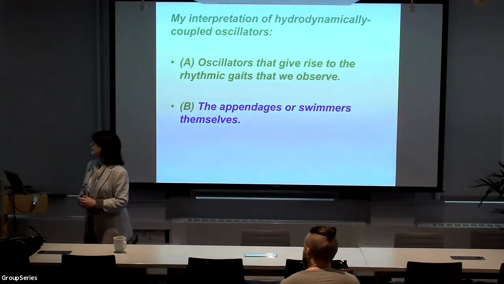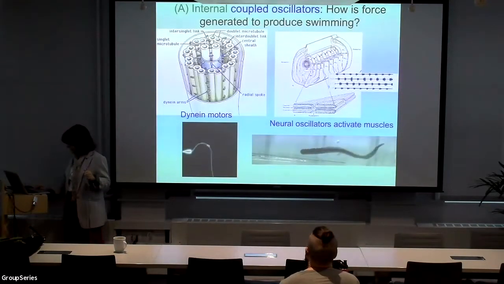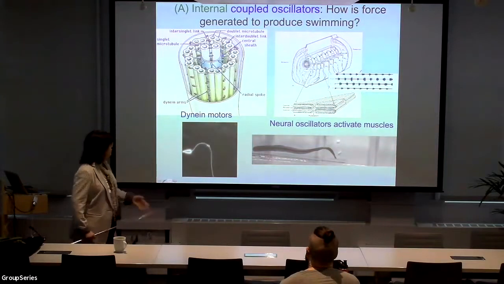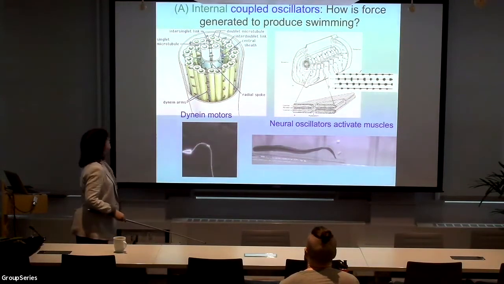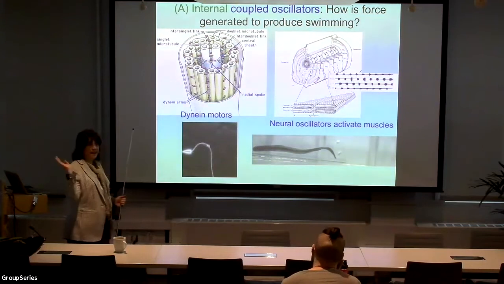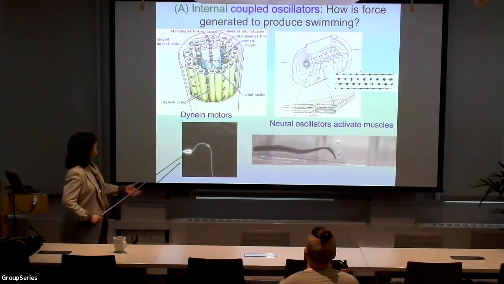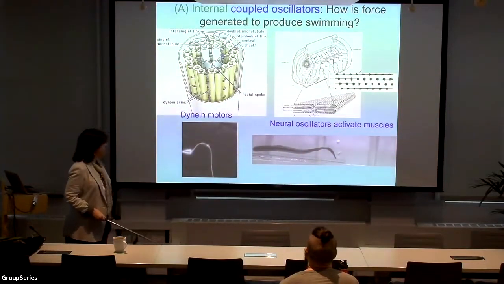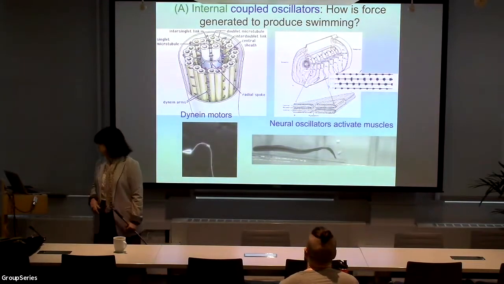Or B, I also think about coupled oscillators as the appendages or the swimmers themselves. So let's see, here are some examples of low Reynolds number swimmers, like this eukaryotic sperm. This is a lamprey. So here, one might consider these molecular motors, these dyneins that catch on to the neighboring microtubule, undergo conformational change and cause relative sliding. That's what I'm considering. And here at the larger level, where the motion is driven by actin-myosin, it's the actual neural oscillators that are coming in to activate the muscles.